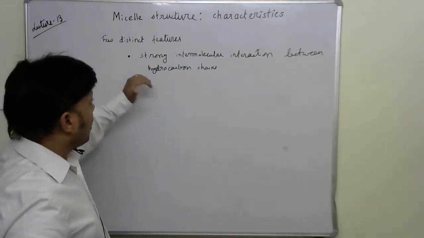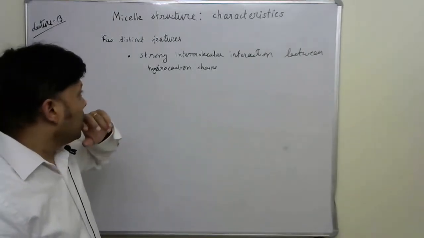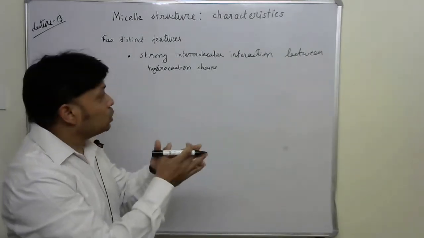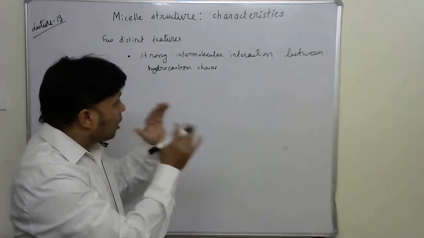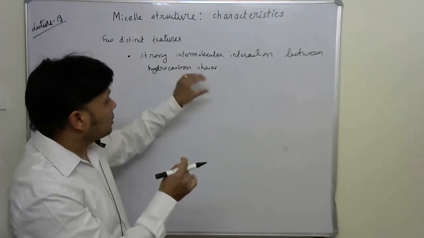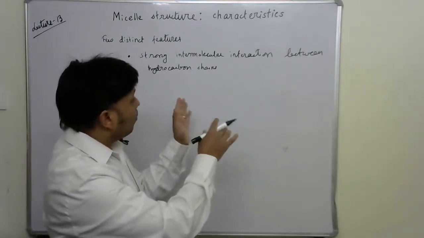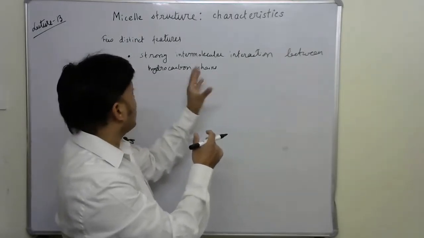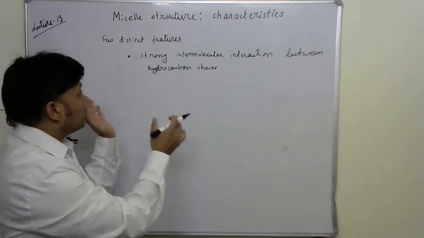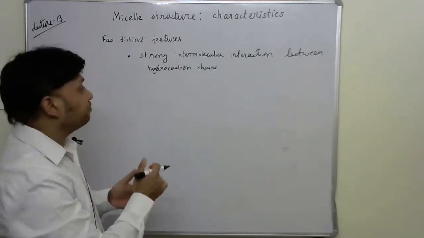Obviously there are long chain hydrocarbon molecules present, and the intermolecular interaction between these long chain hydrocarbons is so strong that those hydrocarbon molecules almost behave like liquid molecules. So the interactions between two liquid molecules almost become identical with the interaction between two hydrocarbon chains. So that means the interaction is so much favorable between the hydrocarbon phase.